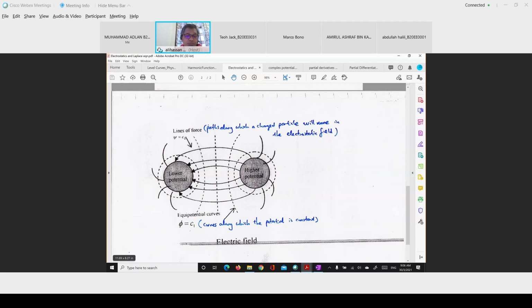And this we call equipotential curves. The electrostatic potential equal to constant k. These are called level curves, along which the potential is constant. This dotted curve here, a broken curve here, refers to equipotential curves. So all points on this broken curve have the same potential.